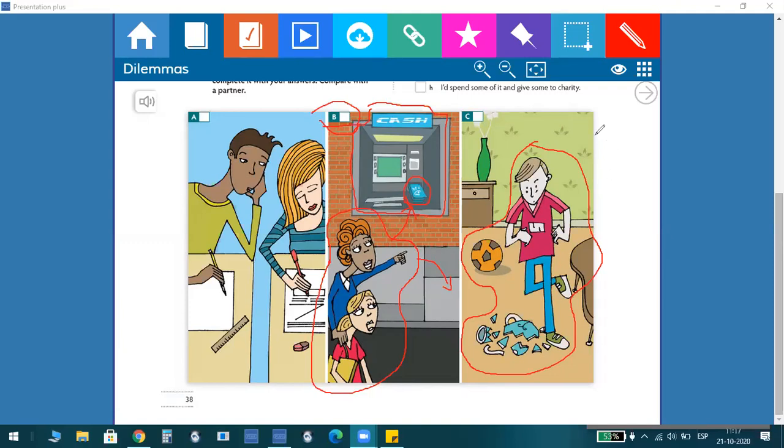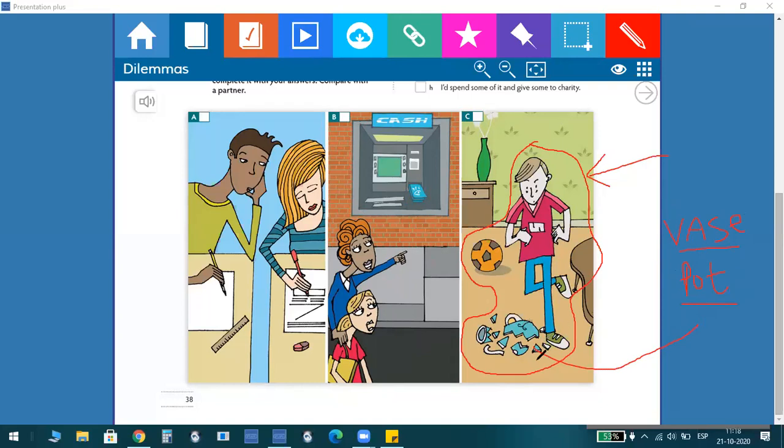Yeah, what's going on here? What happened? In letter C. Here, this one. He broke a... This one could be a pot, a flower pot, or maybe it could be a vase. I don't know. It could be a vase. Okay, see, he broke a vase.